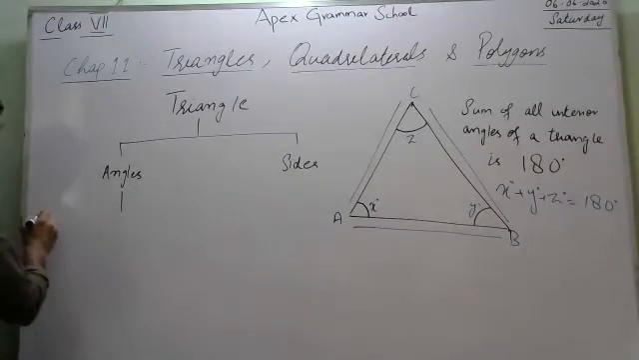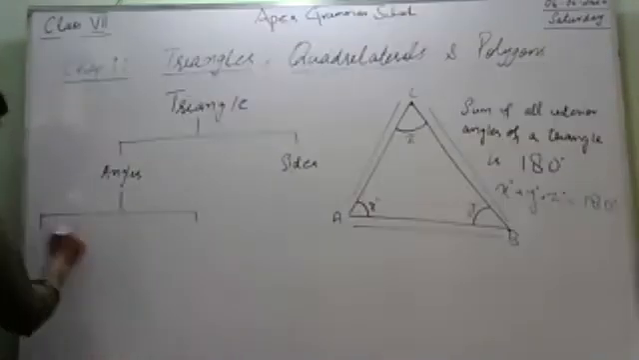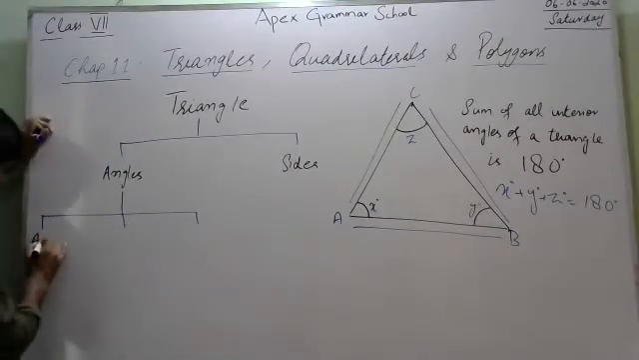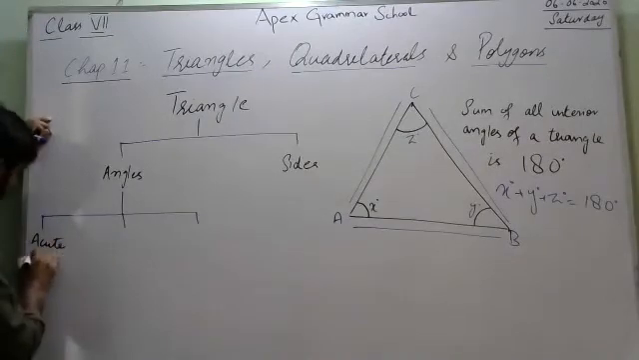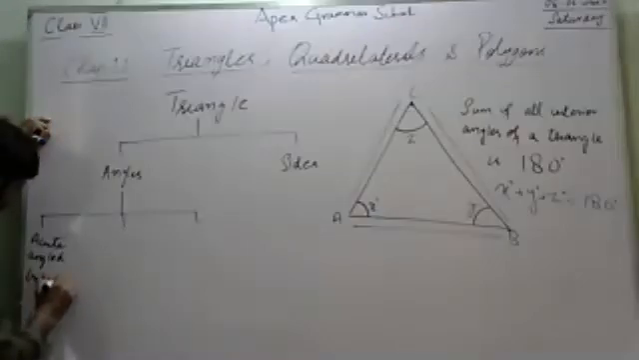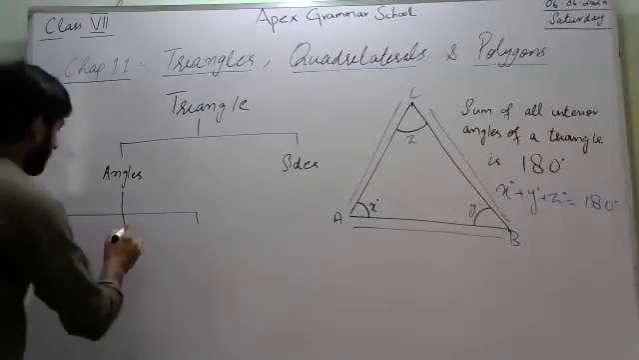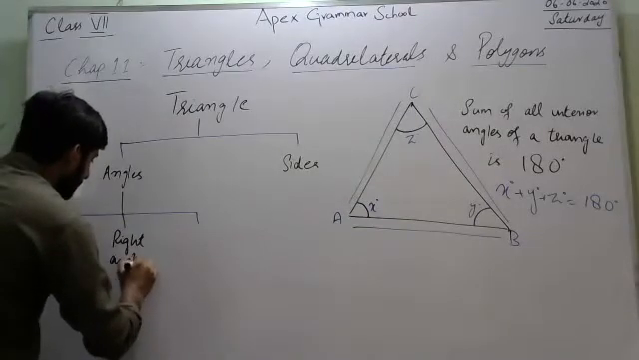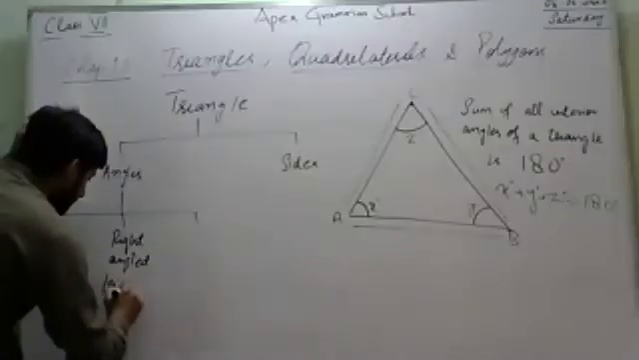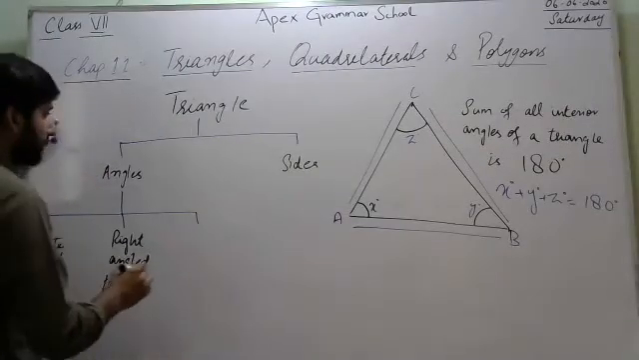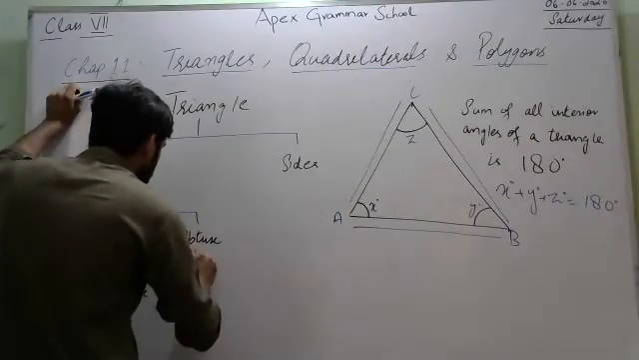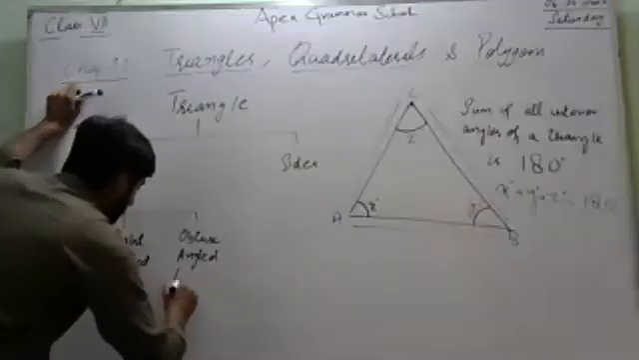On the basis of angles, a triangle is further classified into three types. Number 1, acute angle triangle. Number 2, right angle triangle. And number 3 is obtuse angle triangle.